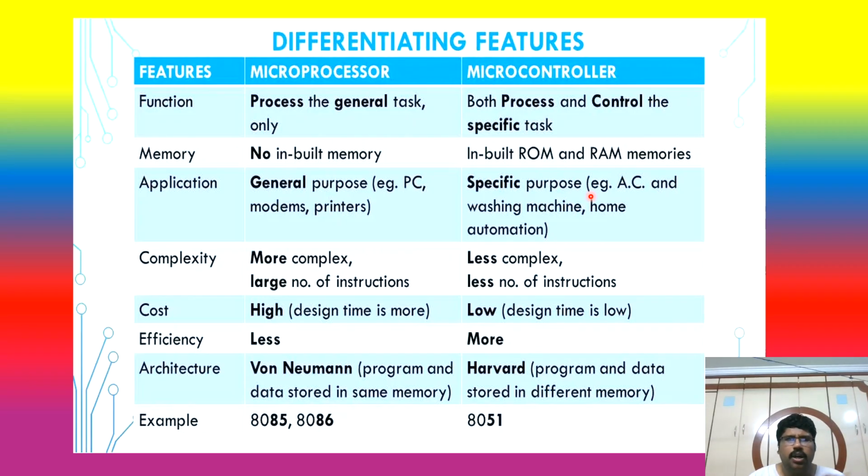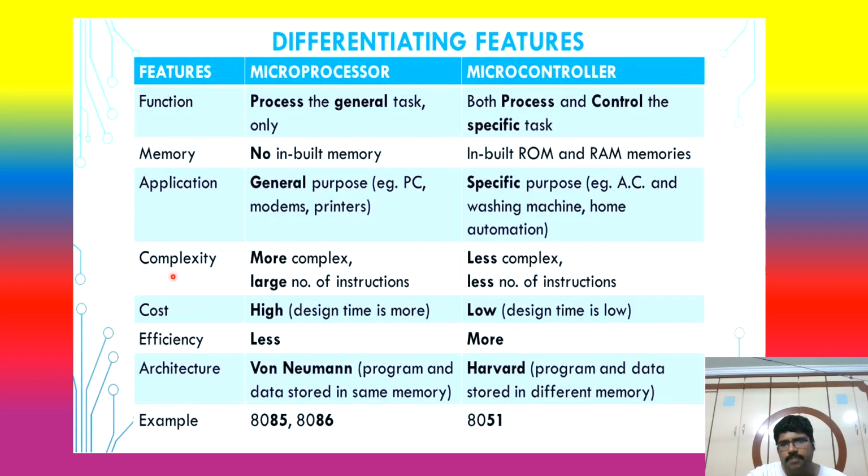It cannot do multiple tasks beyond this. It will perform a specific task, like an AC, air conditioning. The main purpose is to maintain the temperature constant. Along with this, we can keep some options like swing or whatever it may be. Except that, it doesn't perform any other tasks. So a specific purpose operation will be performed by a microcontroller.